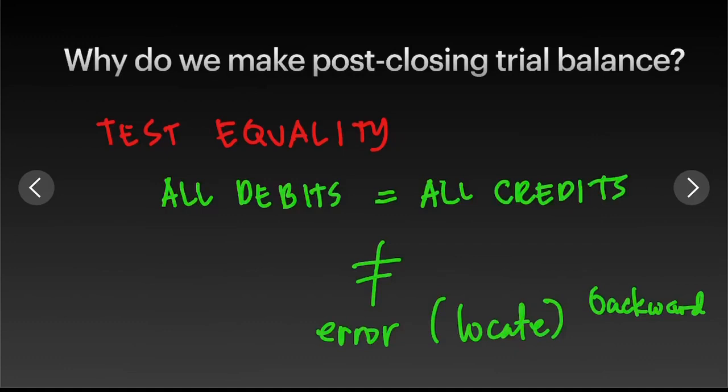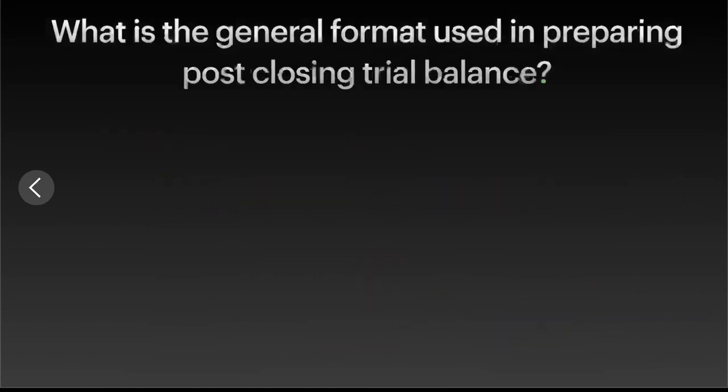But if there is no computational error in terms of adding, then you go back to the most recent thing you did. So the most recent thing you did is actually the closing of entries. So you check the ledger again before checking the journal. So you go back to the accounting process. Okay, but why do we make a post-closing trial balance? Simple reason, as a trial balance, we just test the equality of the debit and the credit.